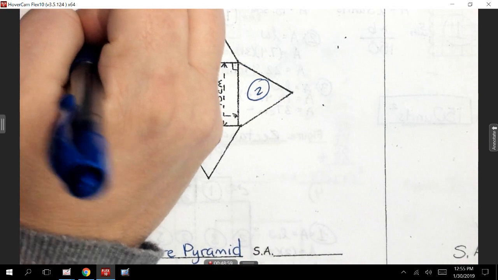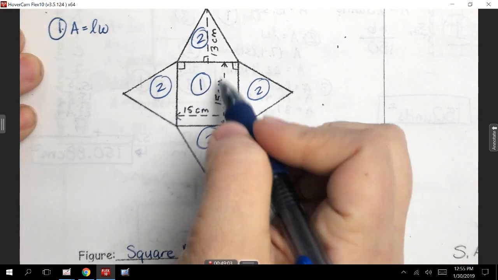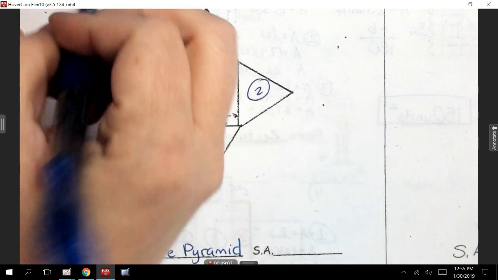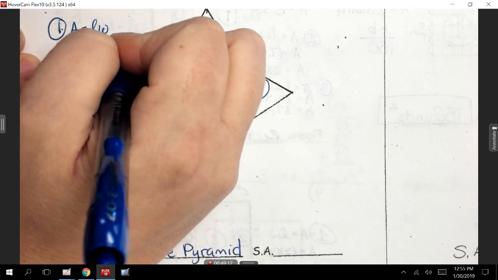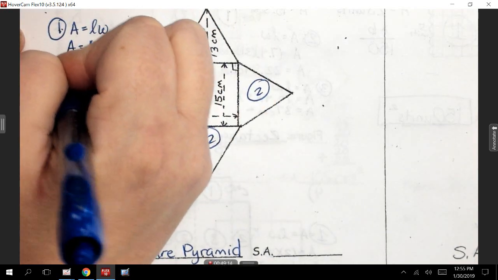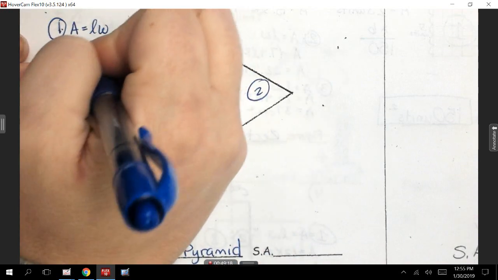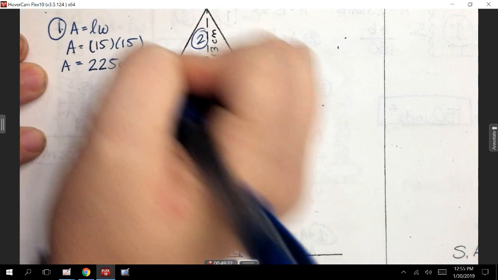My formula says A equals LW because a square is just a special type of rectangle. And I can see clearly in this square, it is a square because it's 15 and 15. So my measurements match. Length is 15, width is 15. When I multiply 15 times 15, what do I get for my area? Emma? 225 centimeters. Perfect, 225 centimeters squared.